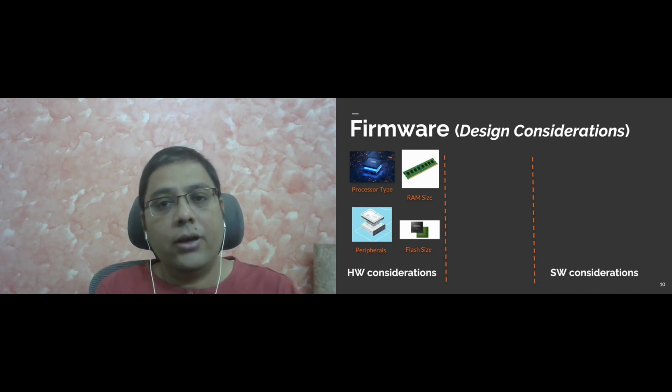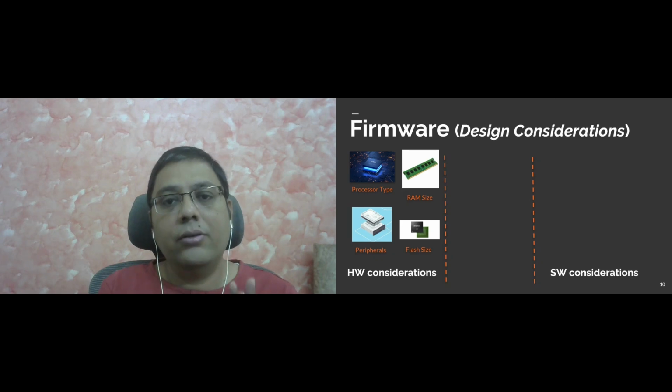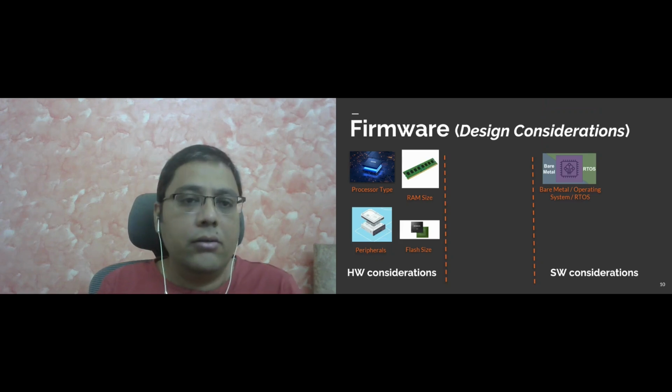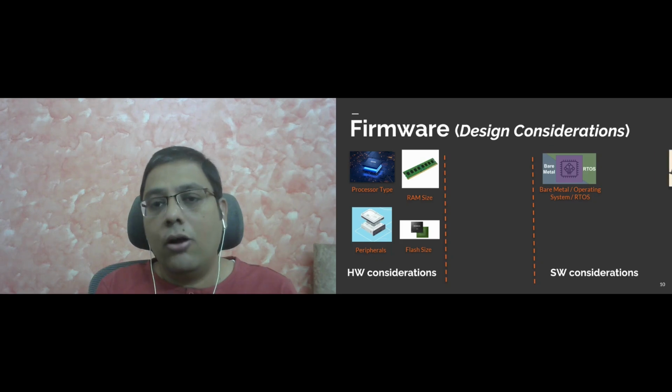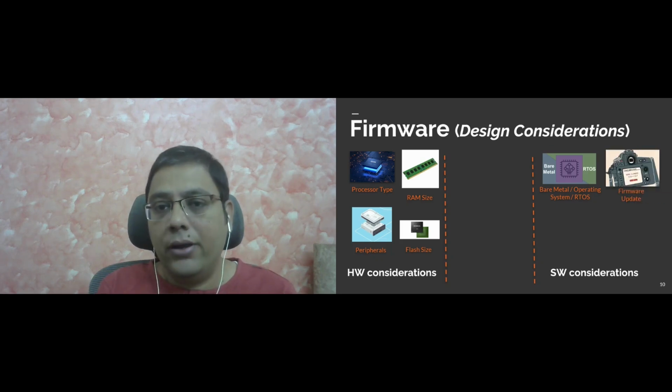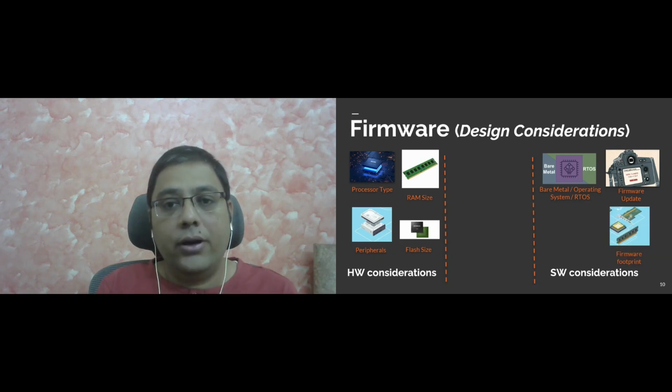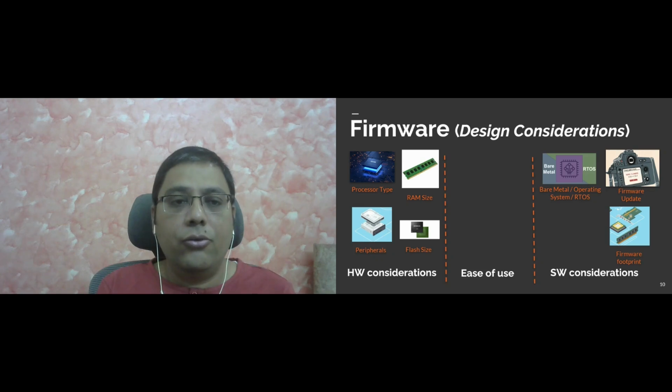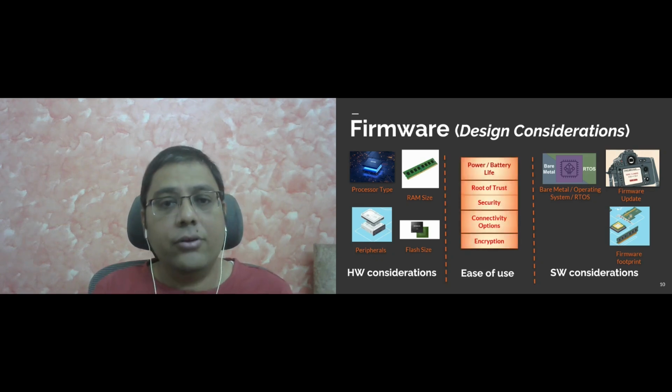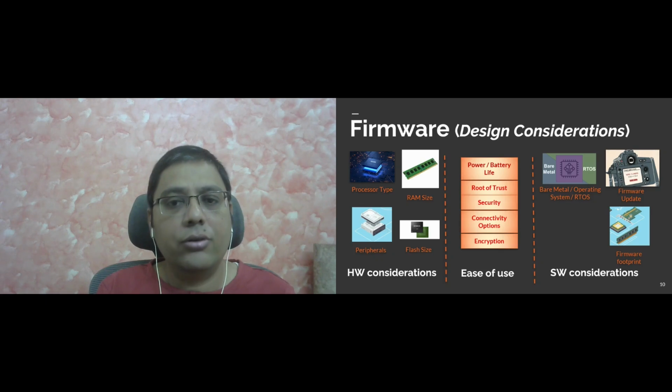Number two would be the software considerations. These might include, for example, the choice of software to be run. These can either be, for example, bare metal code or a rich operating system or even a real-time operating system. Also, how big and frequent are your firmware updates? That's an important software consideration. Also, the firmware footprint, what's the storage requirement? And the third category would be the ease of use. These might include, for example, things like your battery life, security, encryption, and connectivity options, for example, Wi-Fi or Bluetooth.